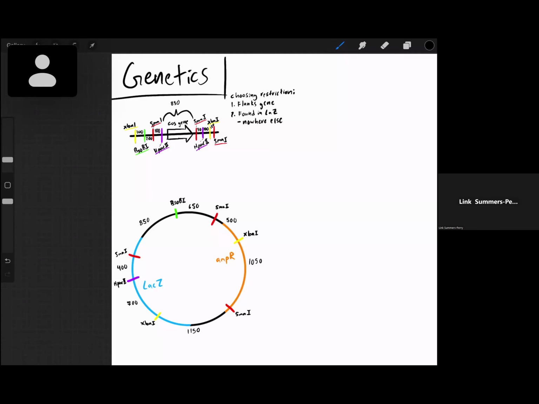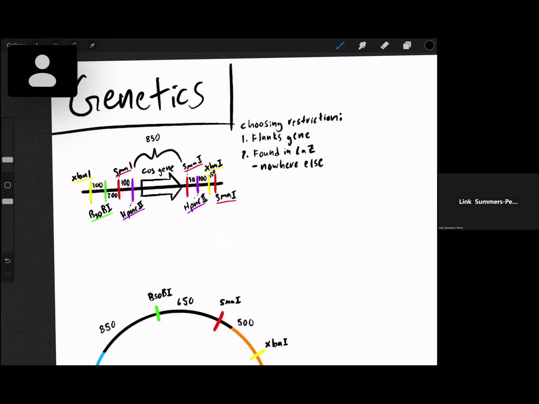Okay, so I'm going to explain how to choose your restriction enzyme, count the band total, and also choose your restriction enzyme needed for orientation, and how to calculate orientation. So the first thing that we do is we choose our restriction enzyme.